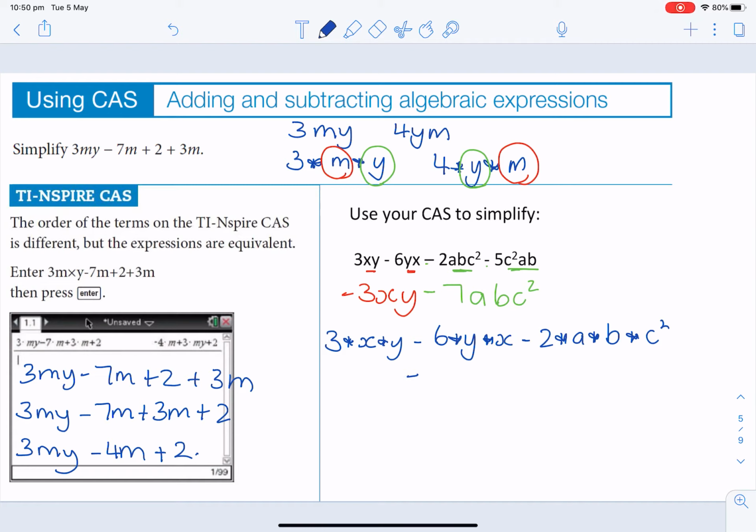So keep going. We'll go minus 5 times c squared times a times b. And then press enter. And CAS will give you negative 3xy minus 7abc squared.